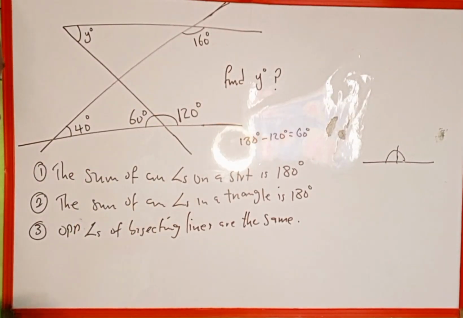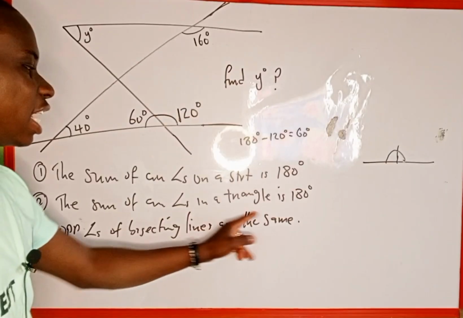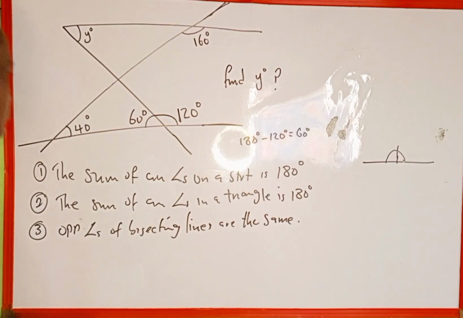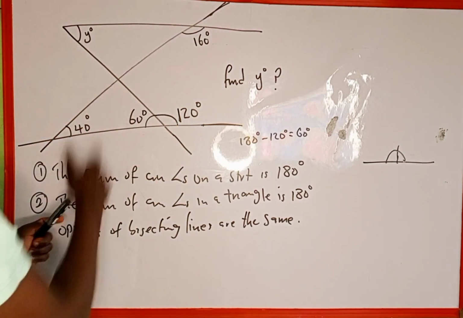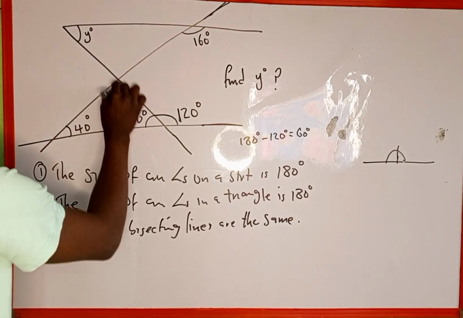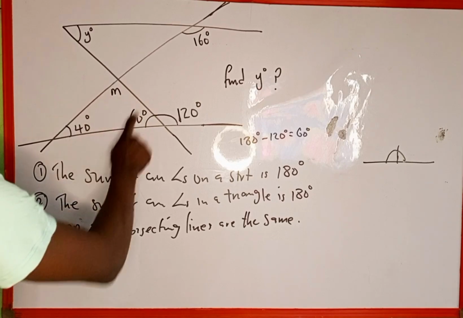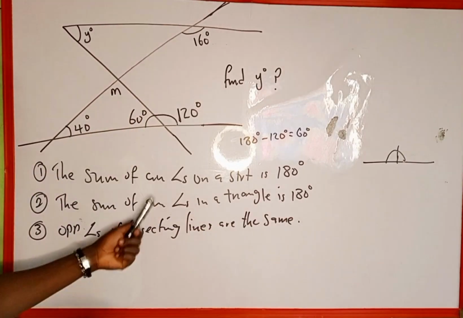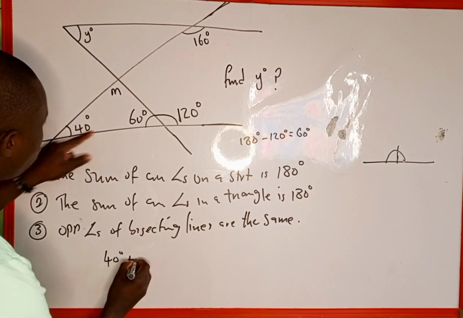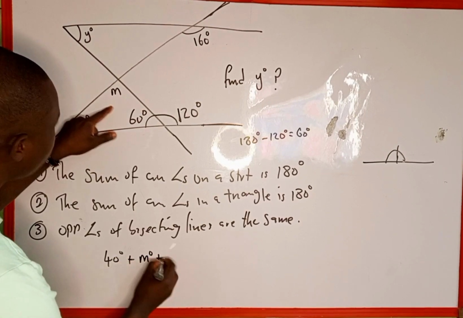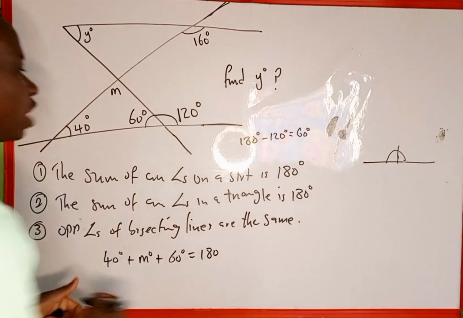So the next thing we're going to do is to apply the second theorem that says the sum of angles in a triangle is 180 degree. If you look at here, what do you notice? This is a triangle and here is unknown. So we can name this angle here as angle M. Now to get this angle, we're going to sum this triangle and equate it to 180 degree from the second theorem. So the first one we have 40 degree plus M degree then plus 60 degree is equal to 180 degree from the second theorem.